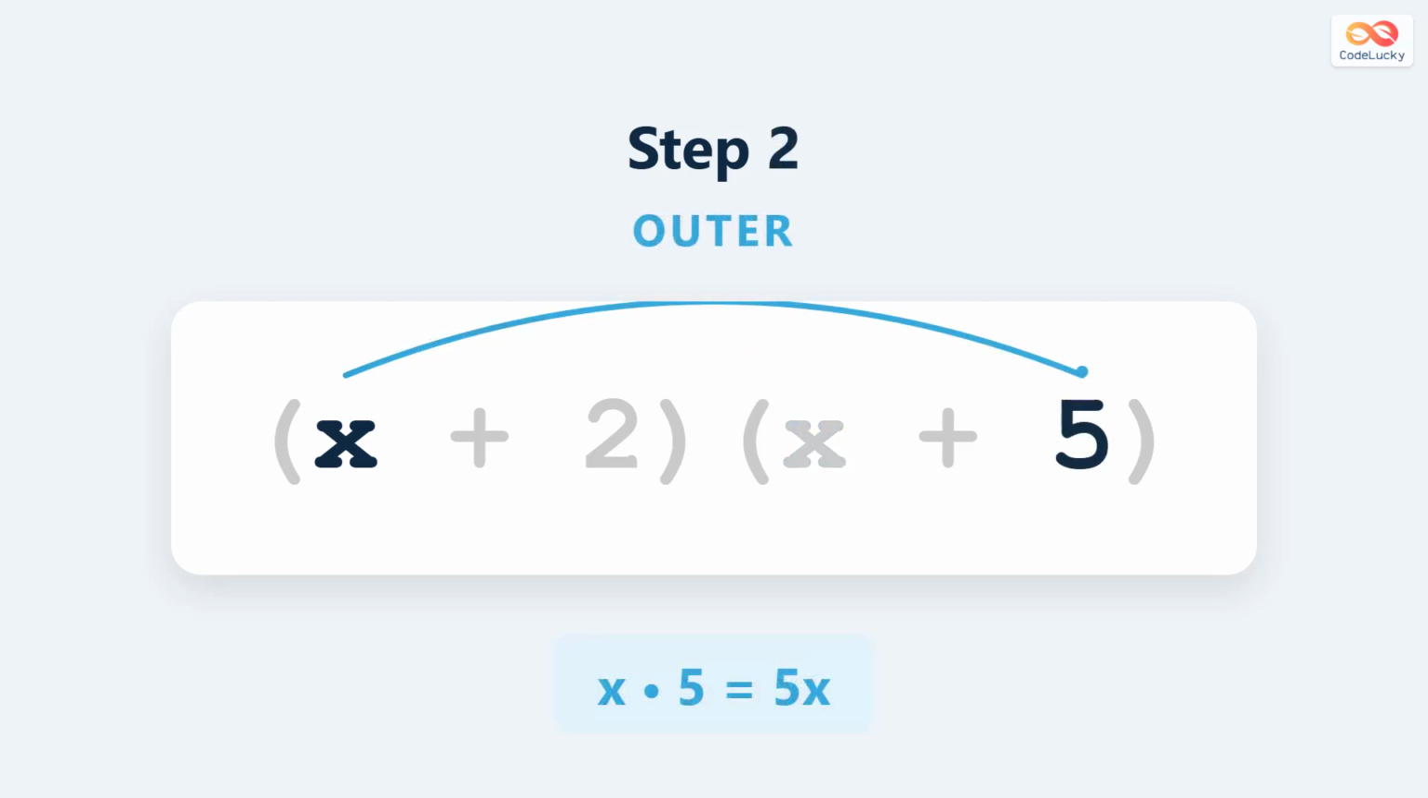Next is O for outer. We multiply the terms on the outside edges of the expression. That means we multiply x by 5, which equals 5x.